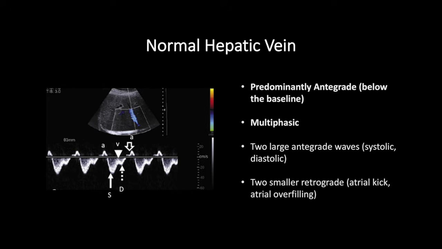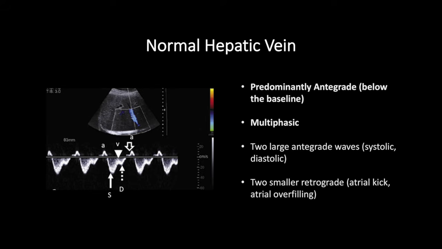And then we have 2 smaller retrograde waves. One is just before the systolic antegrade waveform, labeled with the A here, and that's A for the atrial kick. And then we have another one labeled V here that's just after the systolic antegrade hump. That is due to atrial overfilling, and we'll talk about that in a bit.